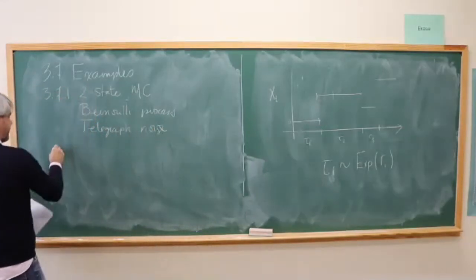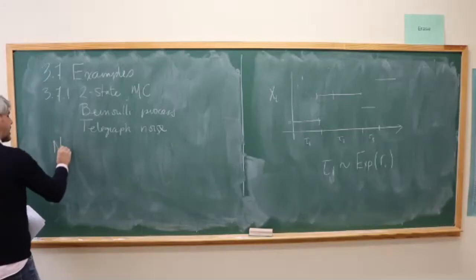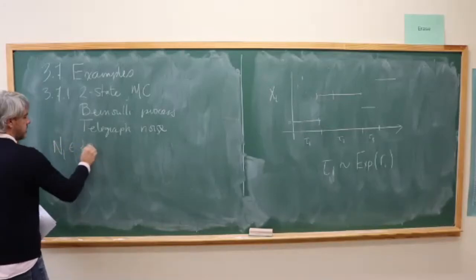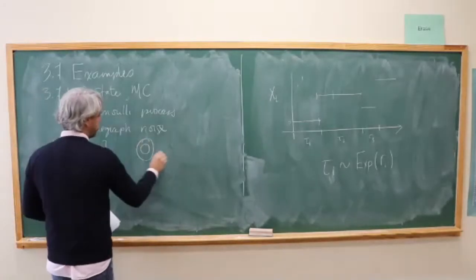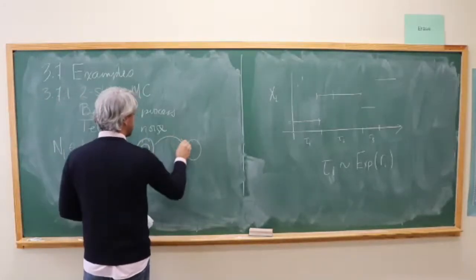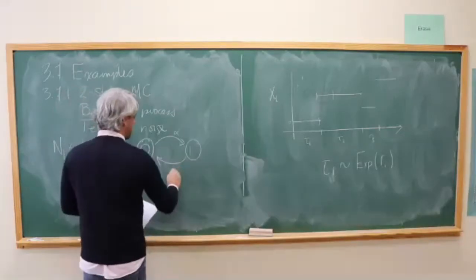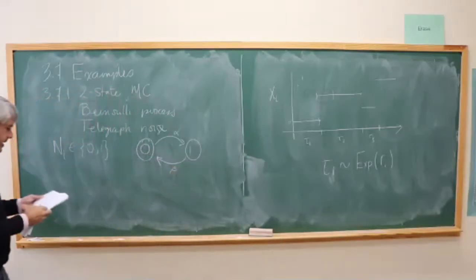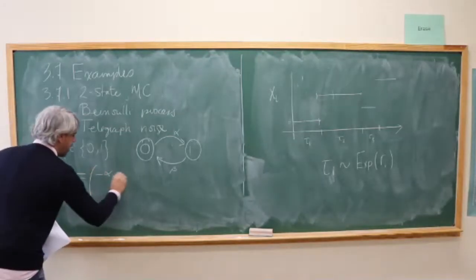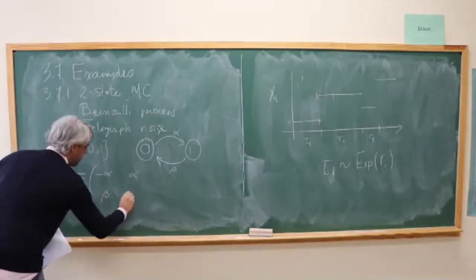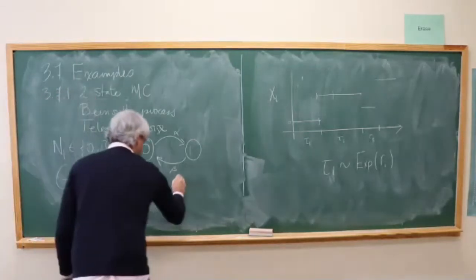Now I'm going to change the variable. It's not xt, it's nt. Doesn't really matter. That's the state variable. It takes values 0, 1. So the picture for the process is something like this. I have to define two rates because I have two states. I'm going to call them alpha and beta. So the generator, as I wrote before, will be minus alpha, alpha, beta, minus beta. This is the generator.